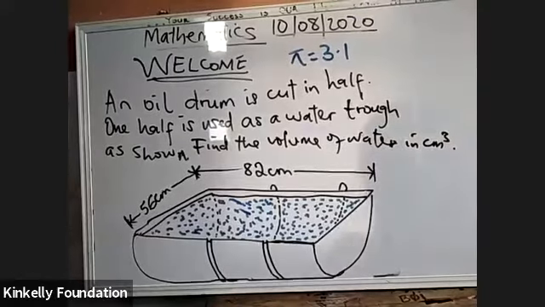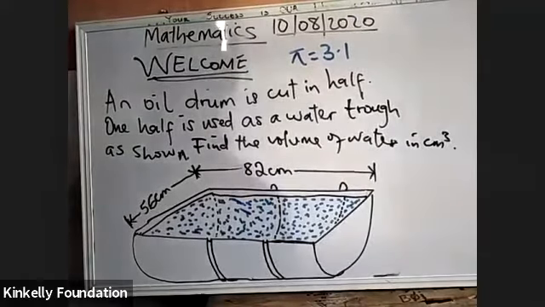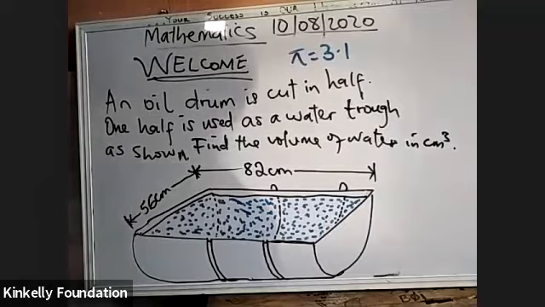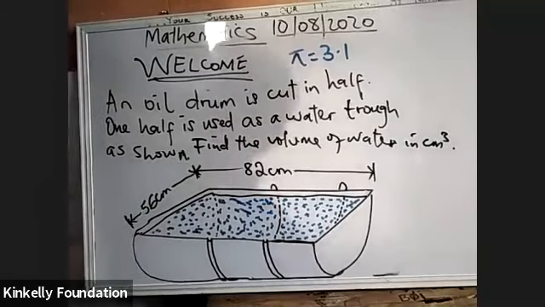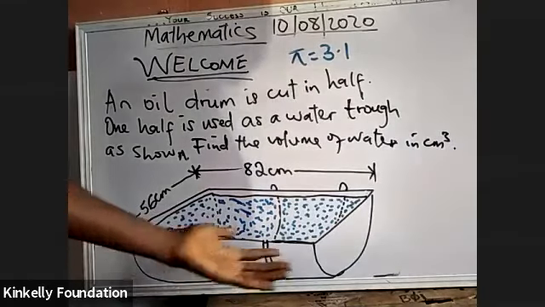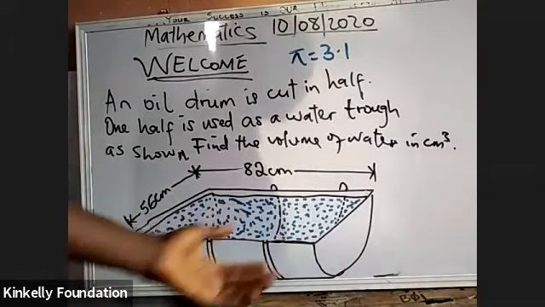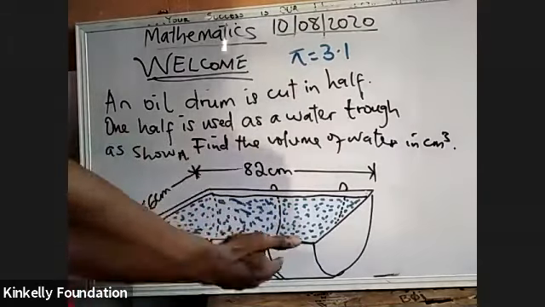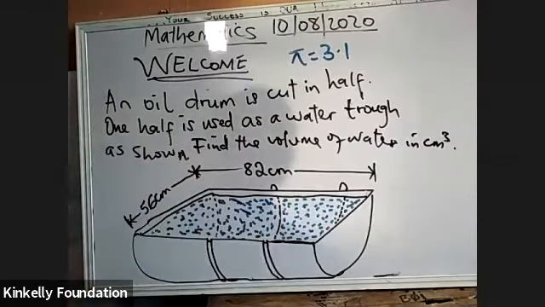In our welcome class this evening, we have a question that says an oil drum is cut in half. One half is used as a water trough, as shown below. Find the volume of the water in cm3. Now we notice that this is the oil drum, and it has the shape of what? A cylinder. Now to get the volume of this, you have to divide the volume of cylinder by 2.